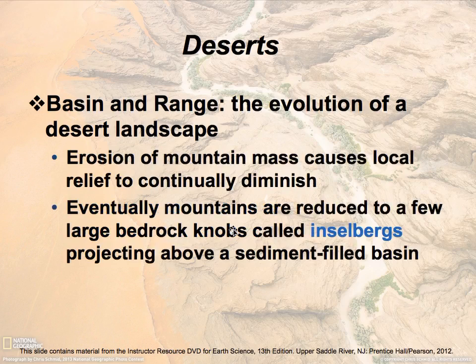Erosion of mountains that bound or constrain these basins causes local relief to eventually diminish. So basically, these uplifted mountain ranges with basins in between will eventually, the mountains will get smaller as they erode, and the basins will kind of fill in and get higher. And so you get eventually these very, very flat areas with the few and far between bedrock knobs called inselbergs.